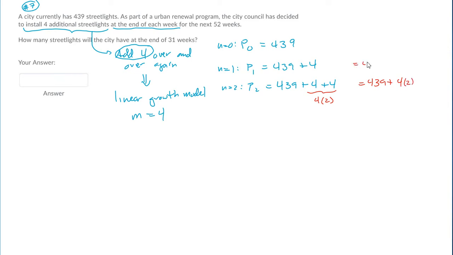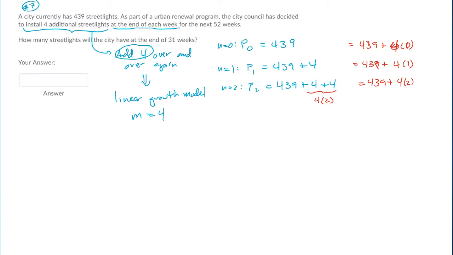This is 439 plus the 4 being multiplied by 1 copy. Okay, if you want, you can think of this as 439 plus 0 copies of the 4. 4 times 0, my bad. Okay, 0 copies of the 4.